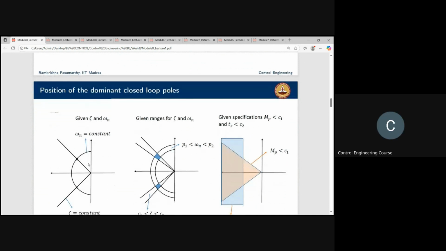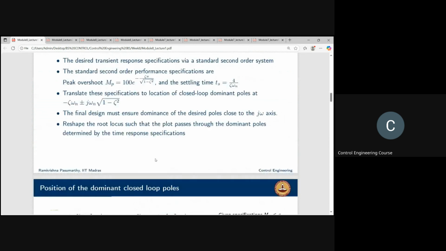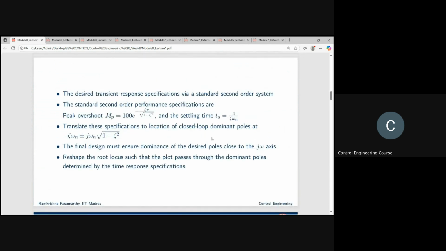So if somebody gives you ranges, theta is between this and this, omega n is between this and this, they are equivalent to fixing this. I don't know exactly what it's called, I forgot. Okay, you'll have this region. Do you see it? Can you visualize this? Yes, sir. And how about fixing MP and Ts?